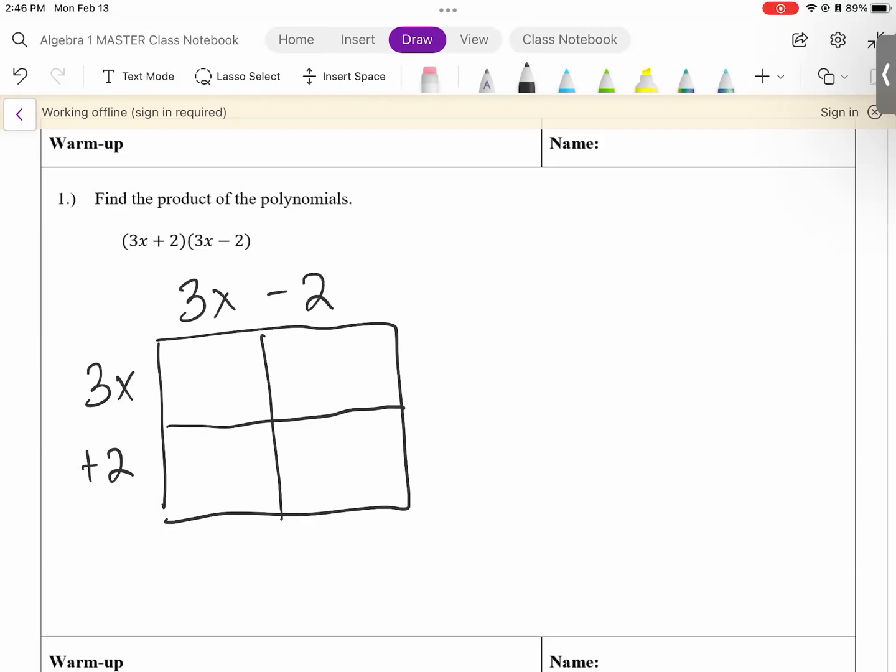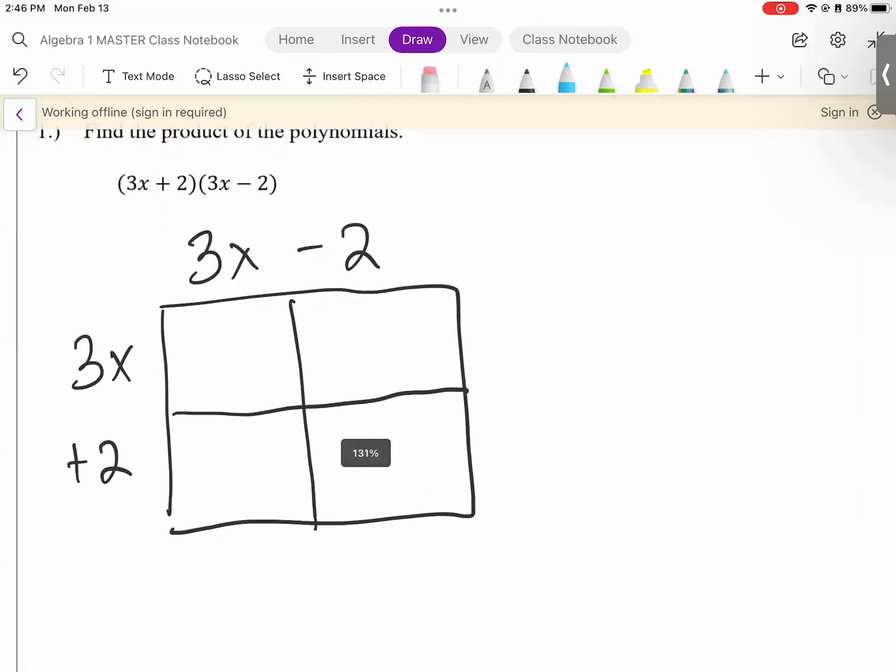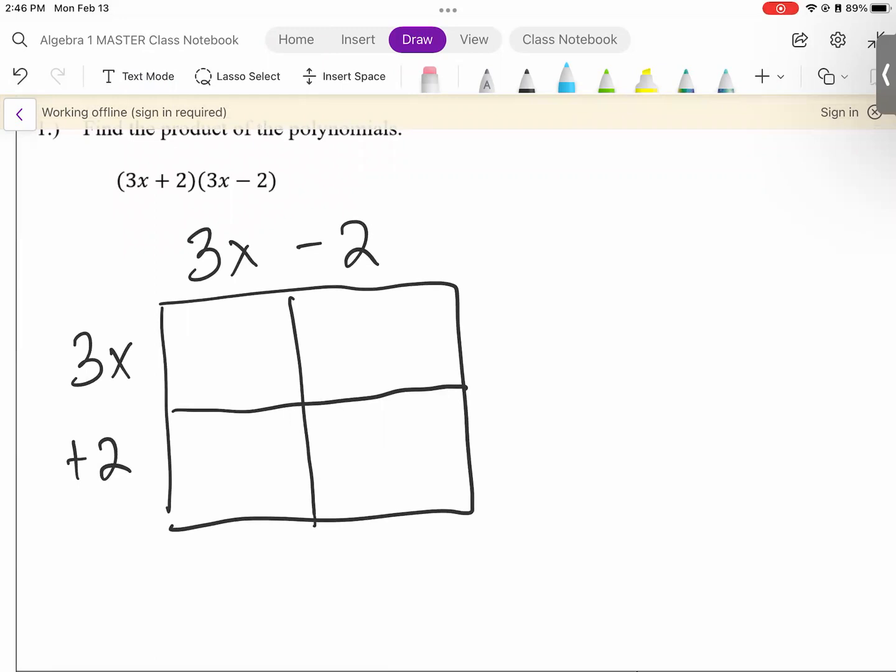So notice that this is going to be a difference of two squares. And again, that is one of those special cases. So we're going to start multiplying. The first one is going to be 3x times 3x, which is 9x squared.